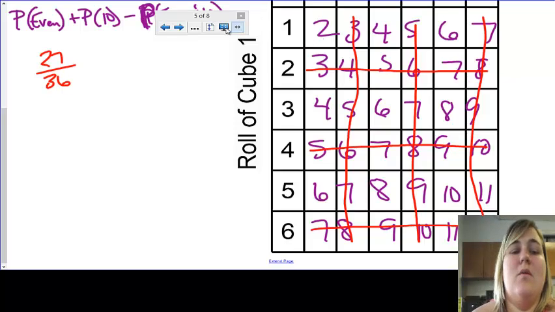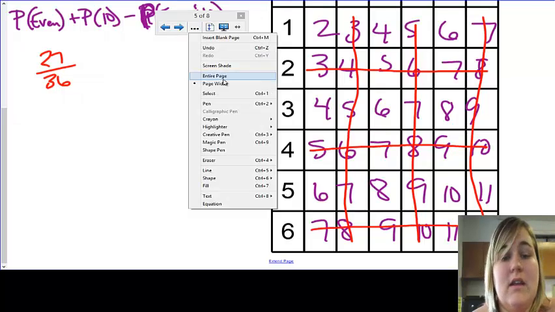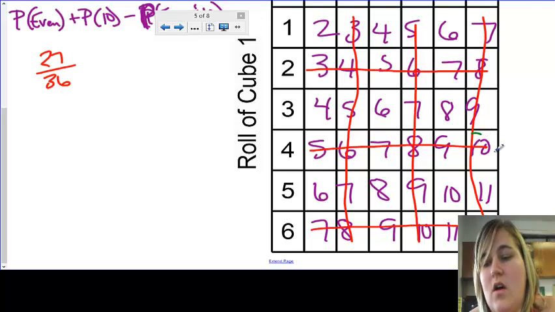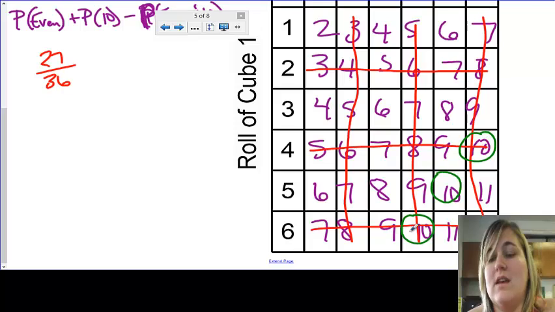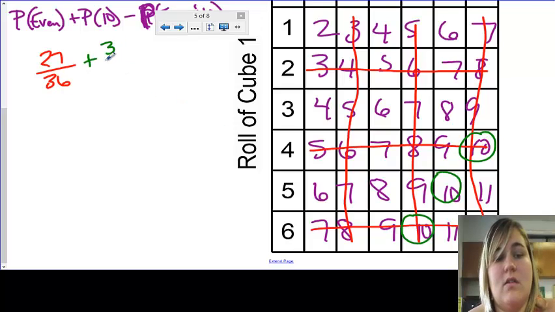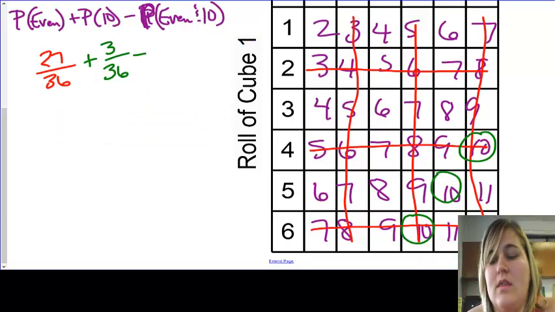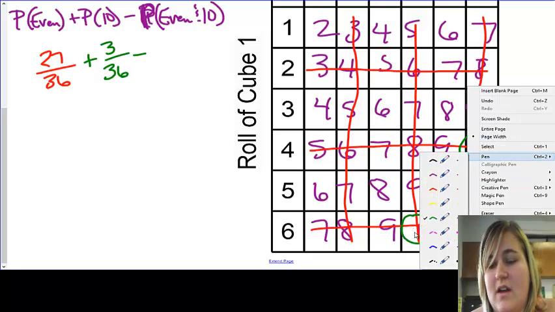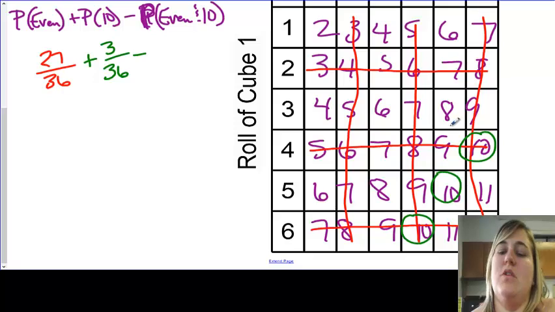Okay. Then it wants to know the probability of getting a 10, a sum of 10. I'm going to change my color again. So 10s fall here, here, and here. So the probability of getting a 10 would be 3 out of 36 minus the probability of getting an even and a 10. Well, that's going to be where there's red and green. So I'm going to change my color to blue to locate those.